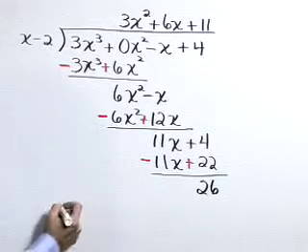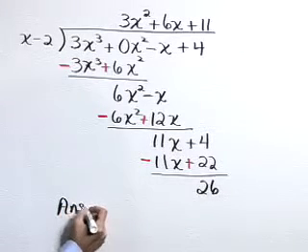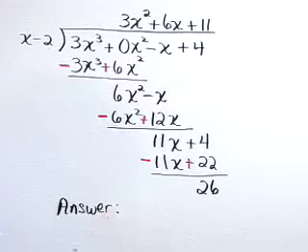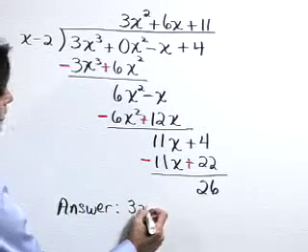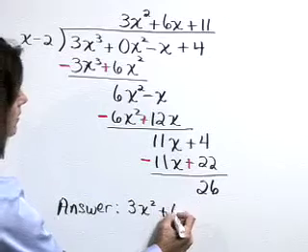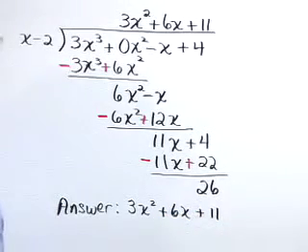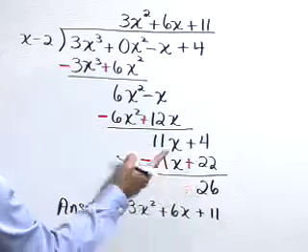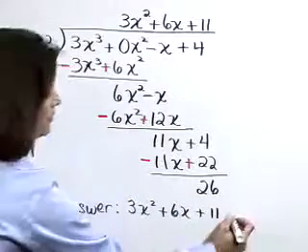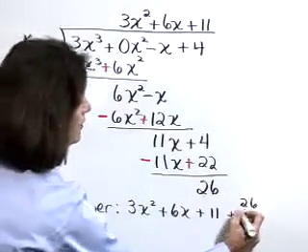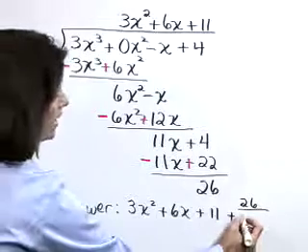So we've performed this division. Let's clearly write our answer. It is 3x squared plus 6x plus 11 plus our remainder over the divisor, so plus 26 over x minus 2.